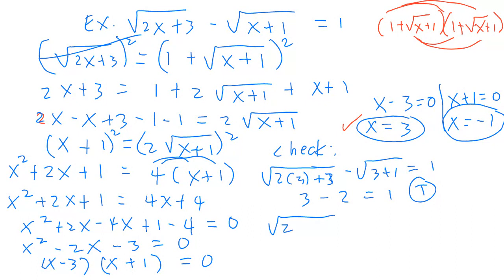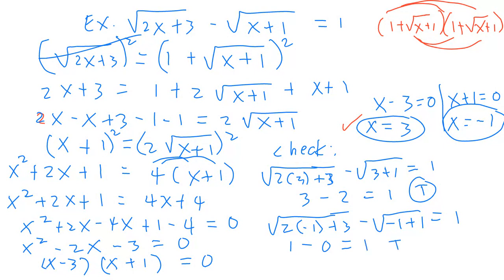So I have 2 times -1 for x, so that should be -1 for x here. And then plus 3 minus -1 plus 1 is equal to 1. So 2 times -1 is -2 plus 3, that should be a 1, square root of 1, it should be a 1. And then we have -1 plus 1 is a 0. Square root of 0 would be 0 is equal to 1.